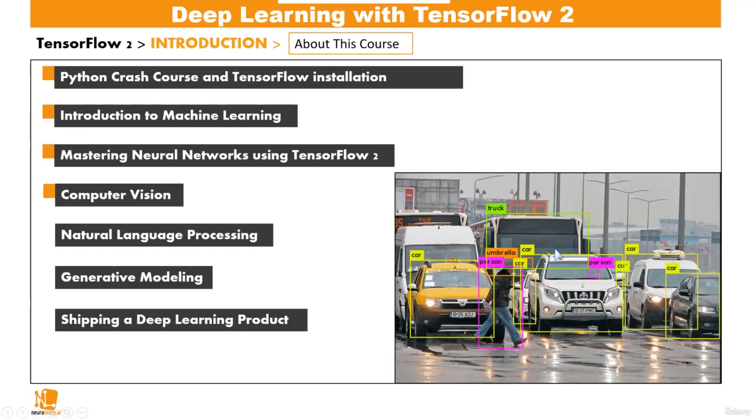Then we move on to object detection. That's the second computer vision project we shall work on, where we'll start by using the YOLO version 1 to correctly classify and detect objects in an image. And then we shall move on to the YOLO version 3, which is a better variant of the YOLO version 1.